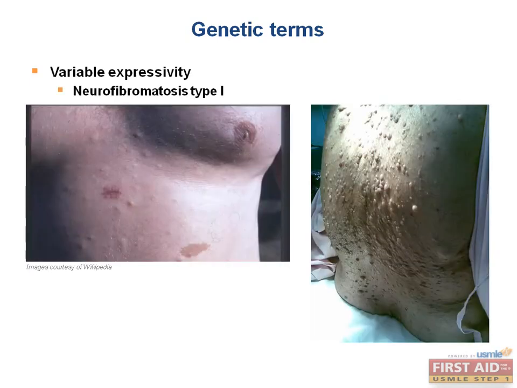Variable expressivity is when individuals who have the same genotype have a different phenotype. For example, two individuals who both have the same mutation in NF1 can have different presentations of neurofibromatosis. The patient on the left has some small cutaneous neurofibromas and a café au lait spot, but the patient on the right has lots of very large neurofibromas and no café au lait spots.